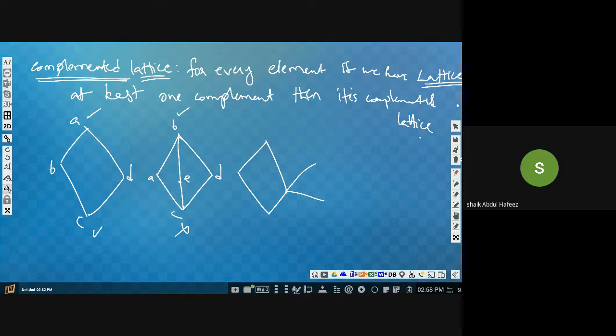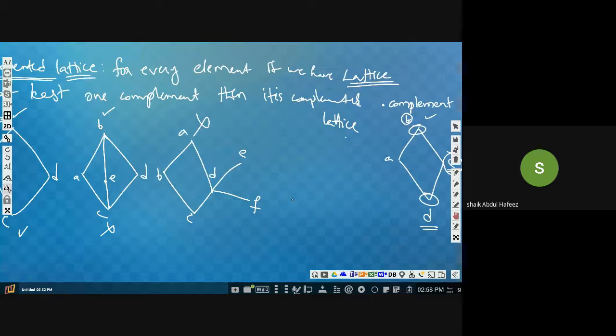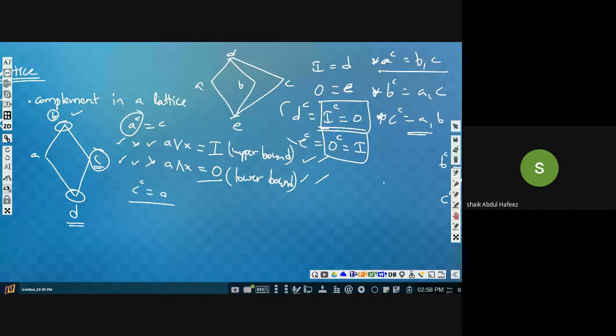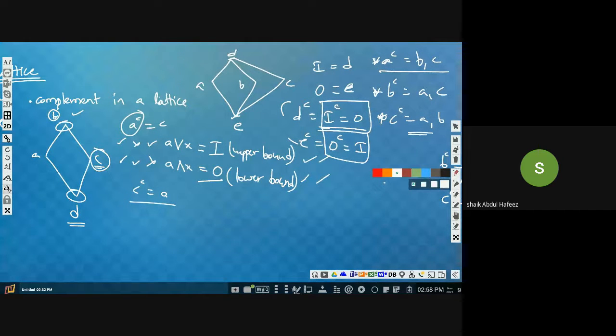Now you say. Whether it is a lattice? No, sir, it's not a lattice. First of all, it is not a lattice. Okay. Next, let us go to the previous examples. Is this a complemented lattice? This one? Yes, sir.